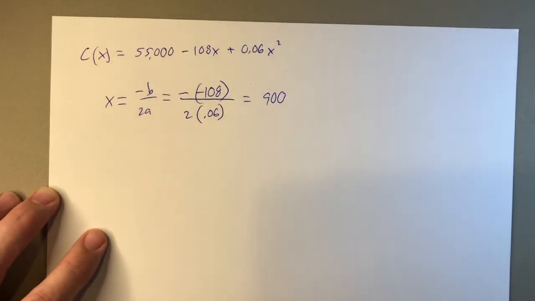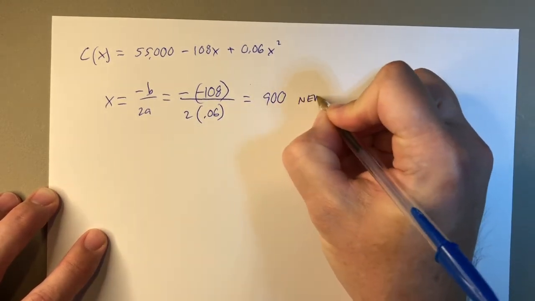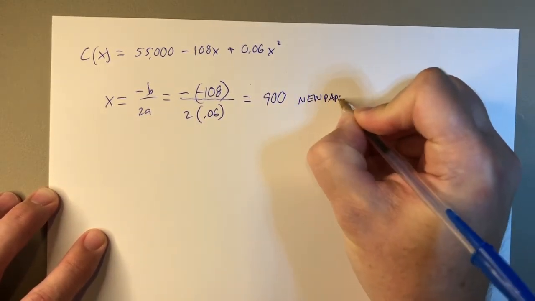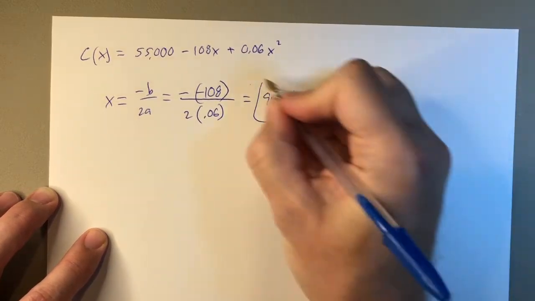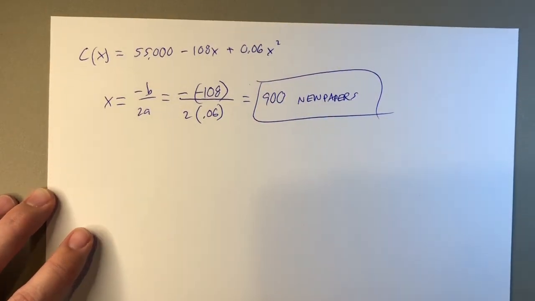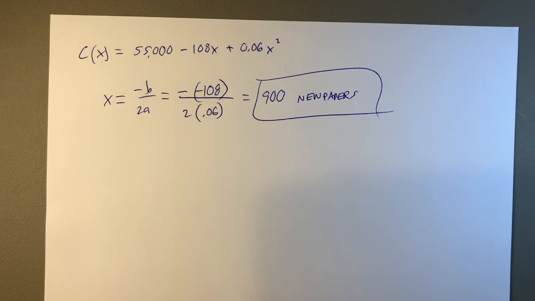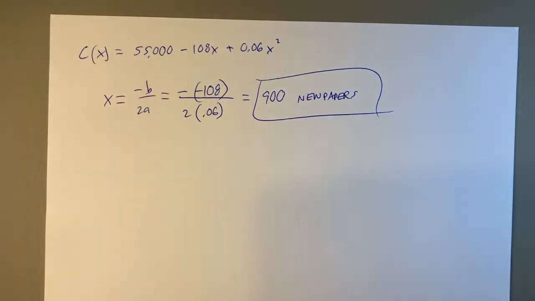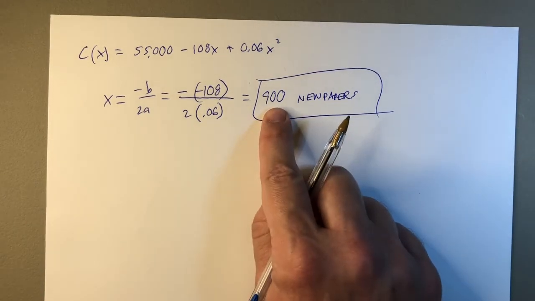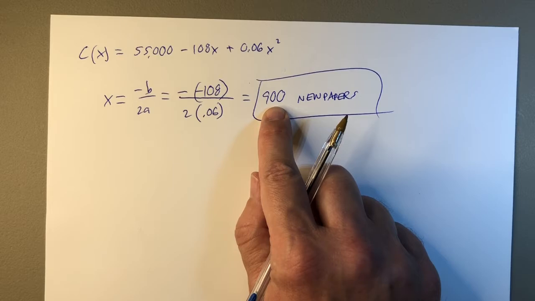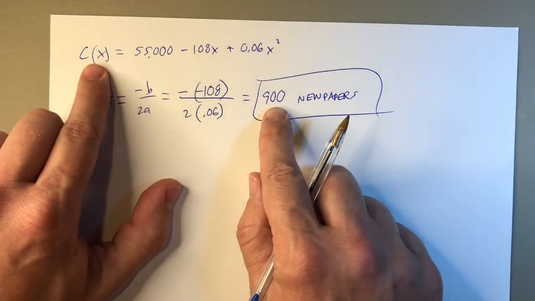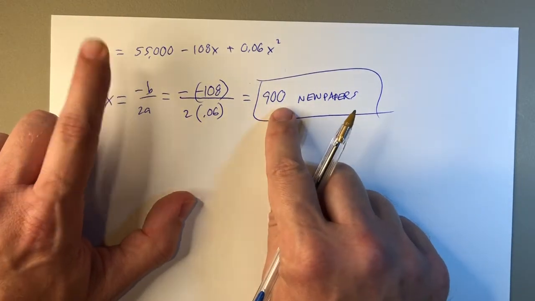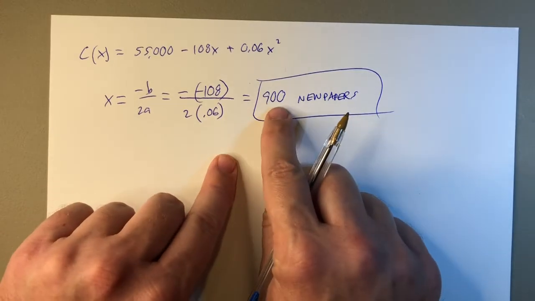So how many newspapers should be printed each day to yield a minimum cost? 900 newspapers should be printed. If I actually wanted to know the minimum cost, I would plug 900 into my cost function, but that's not what the question is asking for. This is how many should be printed to yield a minimum cost. The actual minimum cost will be determined by replacing every X with this amount.